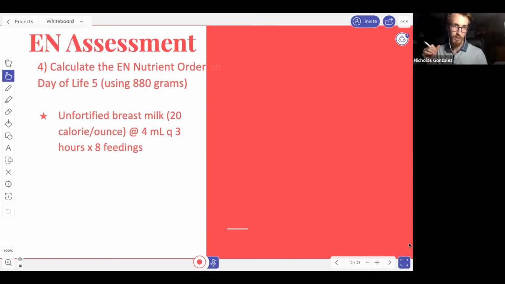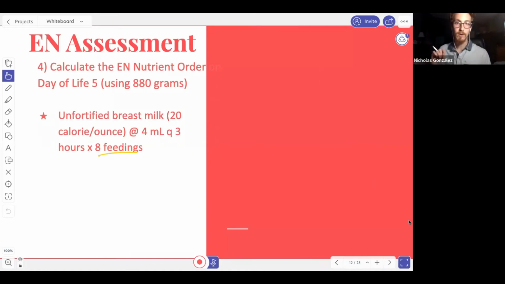Okay, so here we have unfortified breast milk at a rate of 4 milliliters Q3 hours, which is a total of 8 feedings, because Q3 hours means every 3 hours. There are 24 hours in a day. 24 divided by 3 is a total of the 8 feedings there.